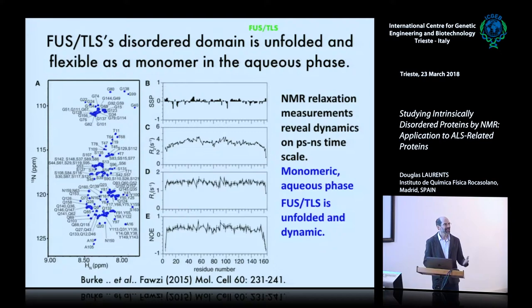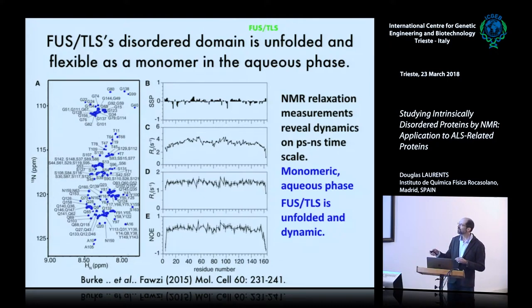So from my point of view, using NMR spectroscopy, we like that because it gives you a view of what's happening on the level of individual atoms or even atomic nuclei. So the FUS domain was studied by nuclear magnetic resonance. This is a typical kind of spectra called an HSQC spectra, where you get nitrogen nuclei correlated to hydrogen nuclei. So for every amide hydrogen in the backbone, you get a peak. And you can assign the spectra and see what's happening to each NH group in the backbone.